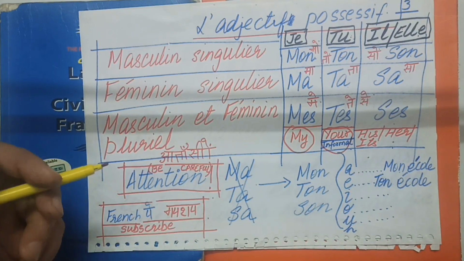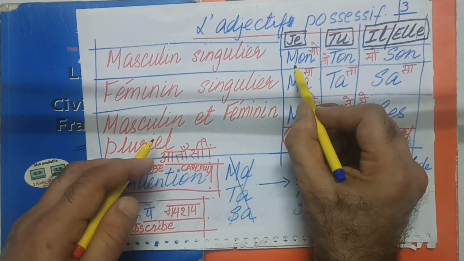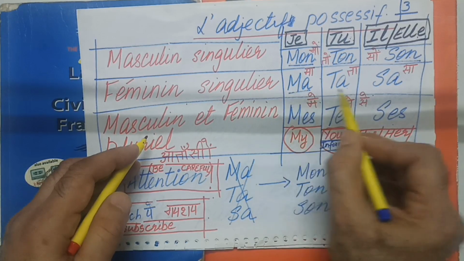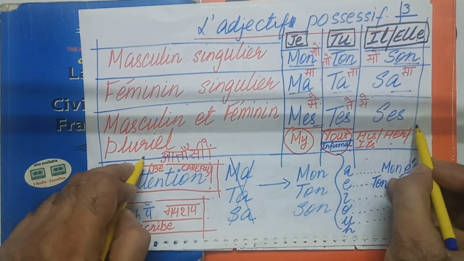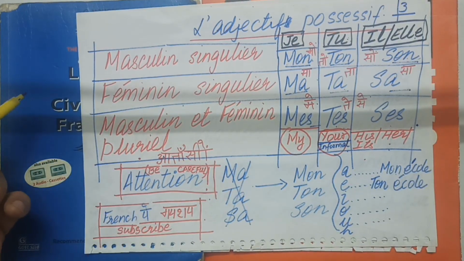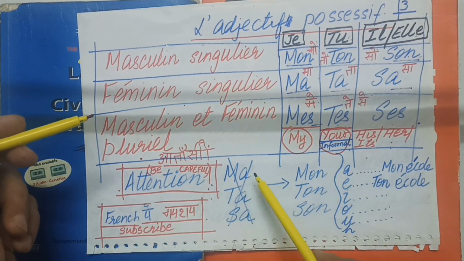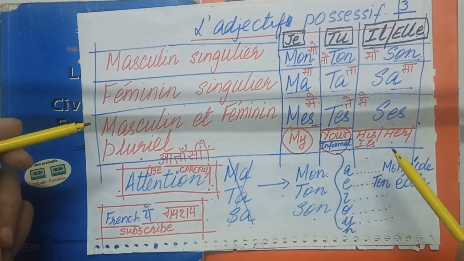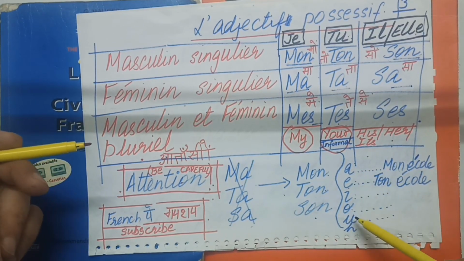Now where to use what? If you notice, before a masculine singular noun we are going to use mon, ton, son. Before a feminine singular noun we are going to use ma, ta, sa, and before masculine and feminine plural we use mes, tes, ses, which relate to my, your, his, her, its, respectively. Attention. Attention means be careful. Ma, ta, sa change to mon, ton, son, where the nouns begin with a vowel or h: a, e, o, u, h.